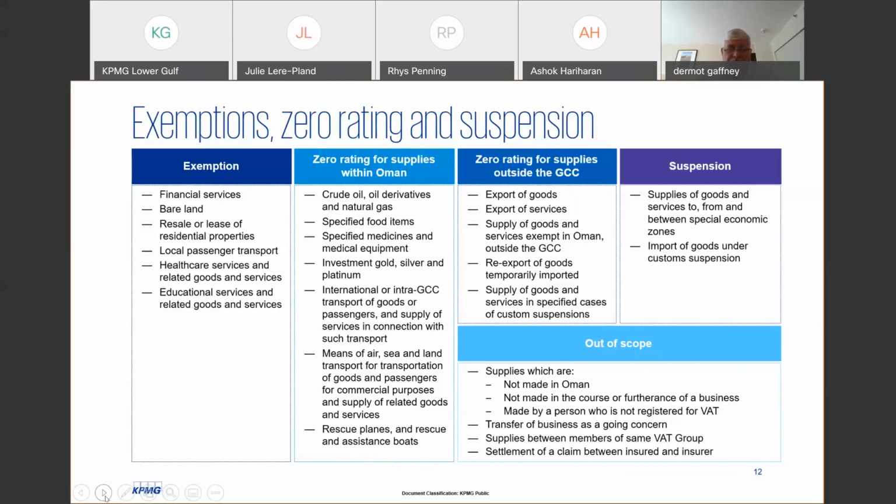And then there are certain categories of supplies which are specifically outside the scope of the tax, which are either supplies that are not made in Oman, or they're made between members of a same VAT group, and we'll cover that later. And then obviously there are various suspensions from a customs duty perspective, and the VAT treatment will follow the customs treatment. Again, probably not terribly relevant for financial services, so we won't go into much detail. The next slide, please, Julie.